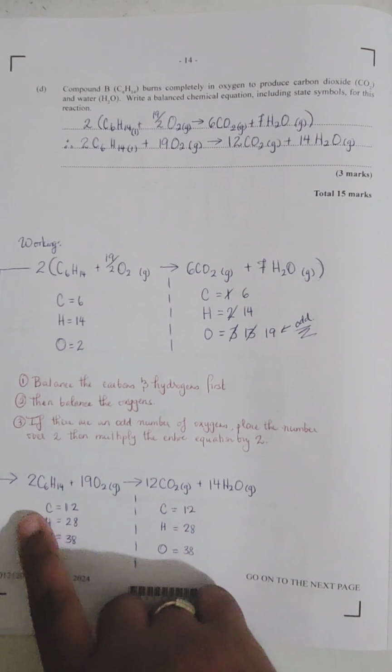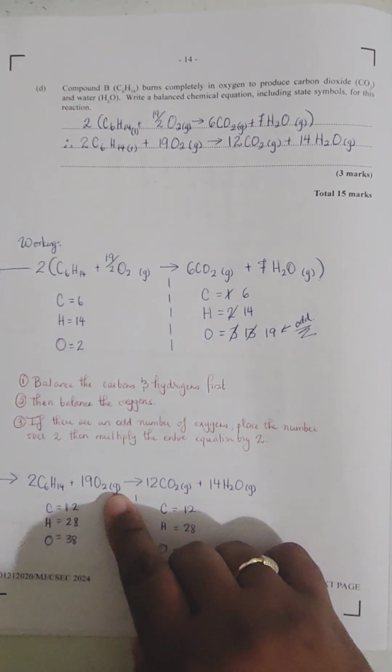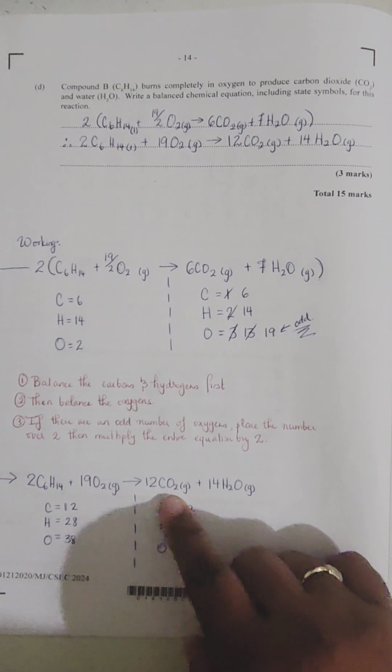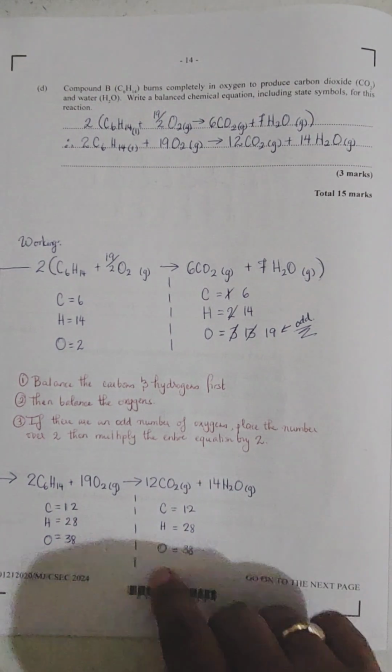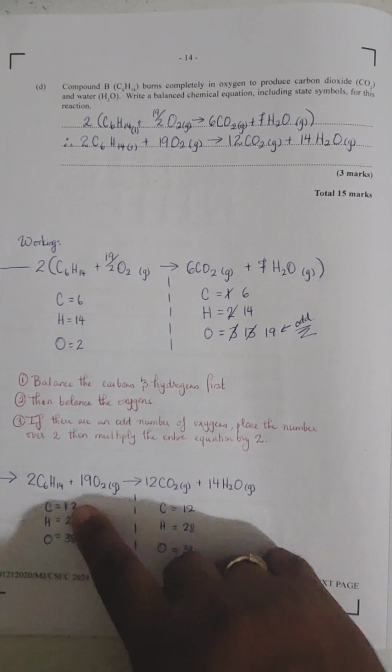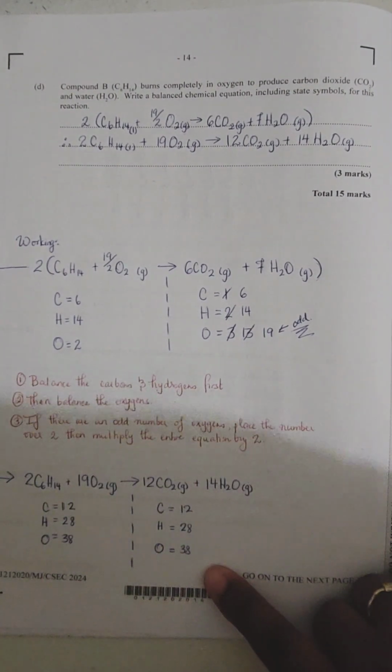And you end up with this answer here, which is 2 hexanes plus 19 oxygen molecules to give us 12 carbon dioxide molecules plus 14 water molecules. And you see here that everything balances after you do that little work.